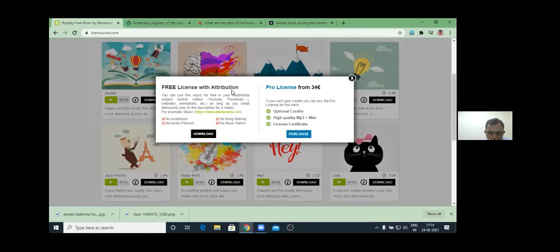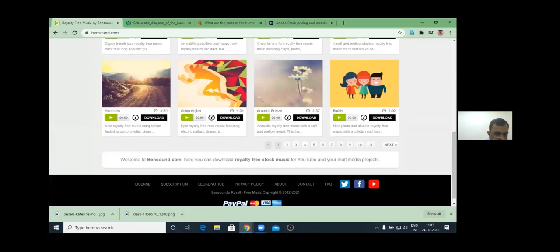Free license with attribution. So it is a free license, meaning you can use it. With attribution means you need to give this much attribution: Music, www.bensound.com. If you are giving this much attribution, you can use it even in your YouTube video, your Facebook video. You can use these music clips for any video or any PowerPoint presentation.